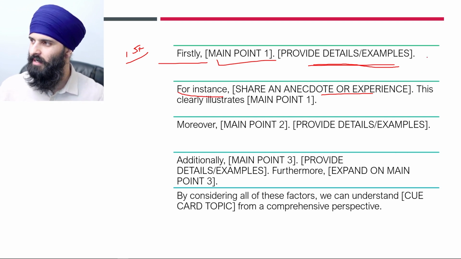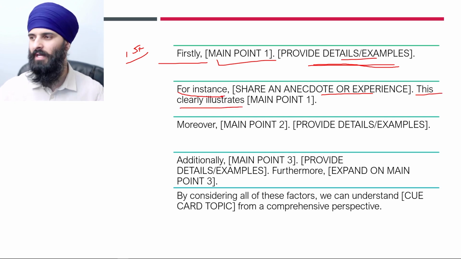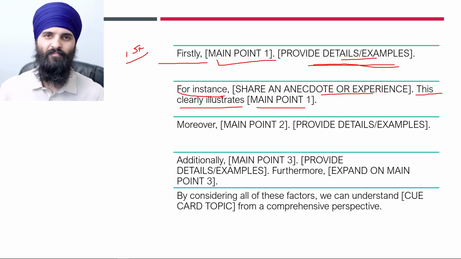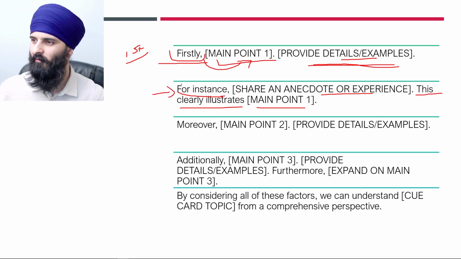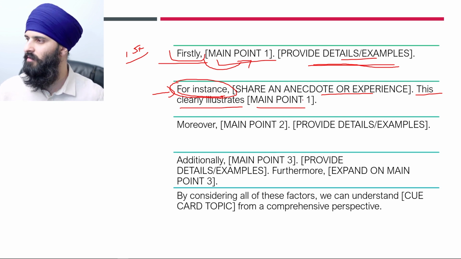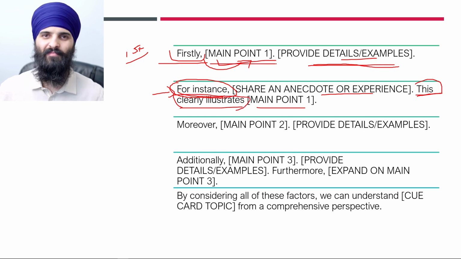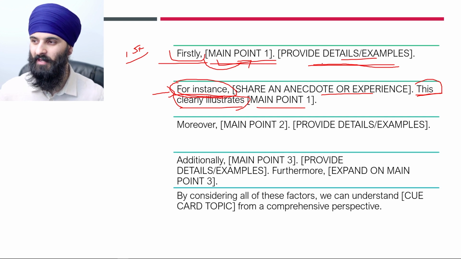Once you've provided the details and the example by using for instance, use this clearly illustrates, and then make the main point. So that's what you want to do. Use the word firstly, then talk about the main point. When you're talking about the point, give examples using for instance. And once you've given an example, then use this clearly illustrates point 1. So you get the idea, right? That's how you want to use it.